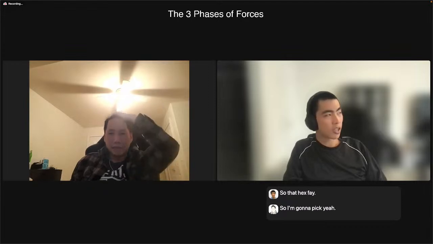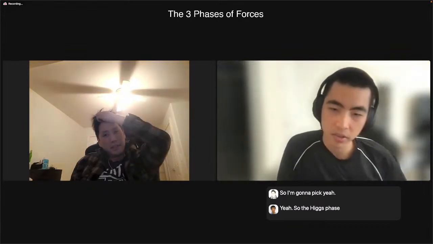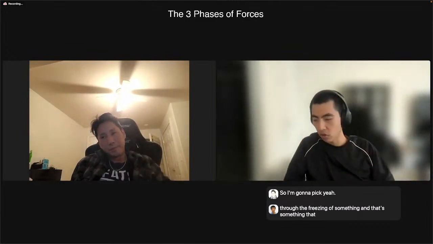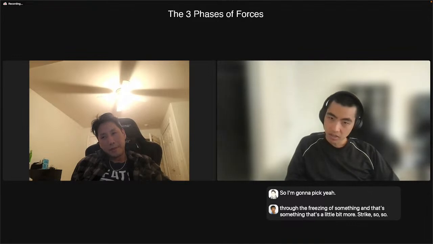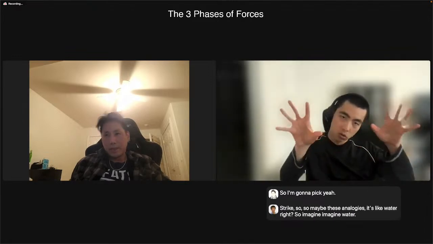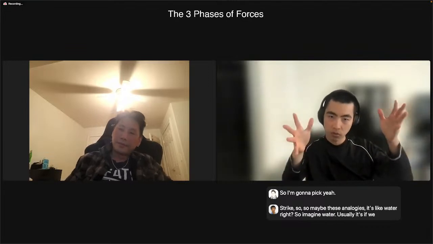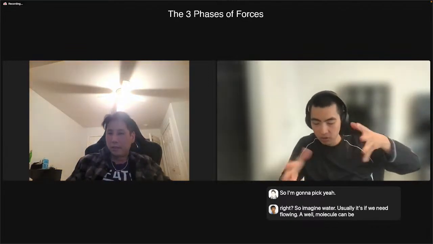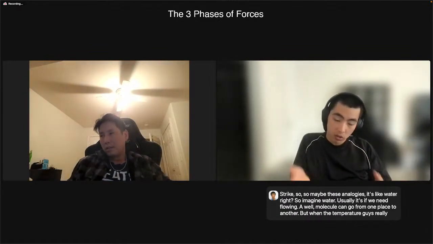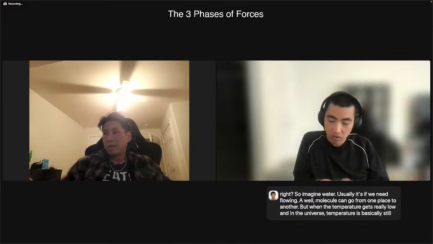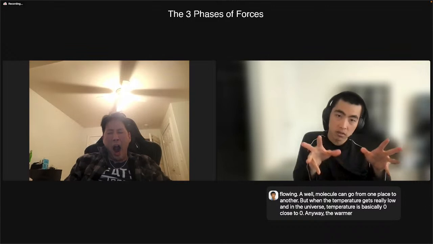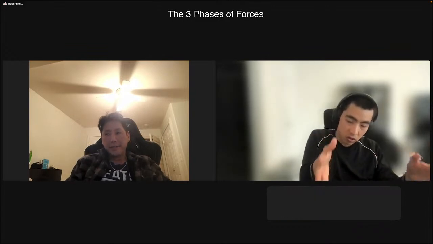So, clarify. The Higgs phase is characterized by the freezing of something, and that something is a little bit more abstract. So maybe a decent analogy is water. Imagine water. Usually it's freely flowing. Water molecules can go from one place to another. But when the temperature gets really low, and in the universe the temperature is basically close to zero anyway, the water molecules could be frozen into ice.